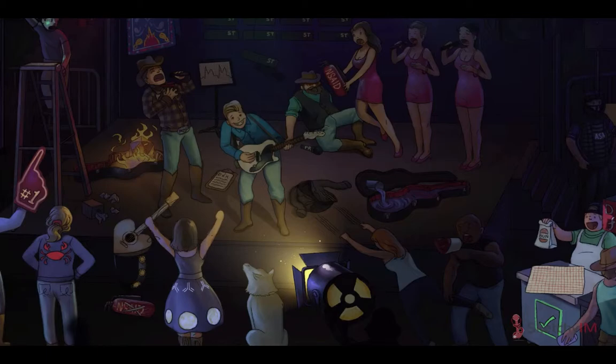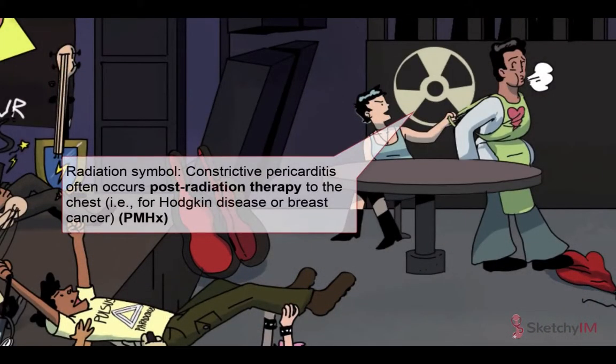In addition to those causes, a few other conditions tend to cause constrictive pericarditis disproportionately. These include a history of radiation therapy to the chest, often for Hodgkin disease or breast cancer, in which high doses of radiation are delivered in close proximity to the pericardium. Hence our recurring sketchy symbol, the radiation symbol spotlight.